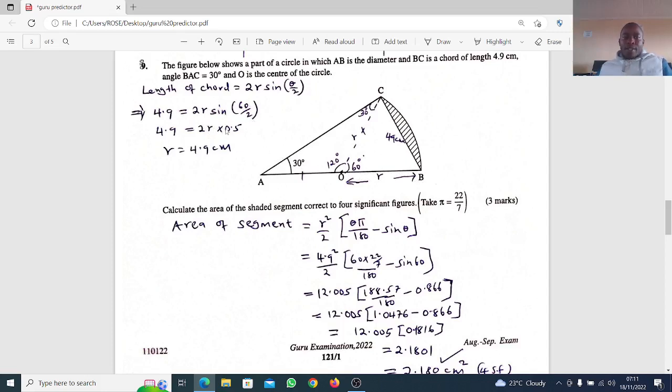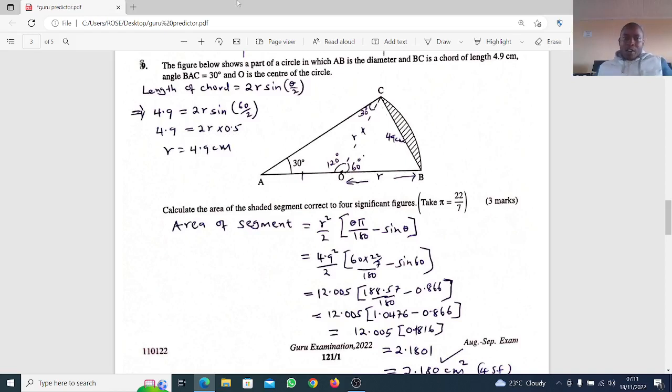That is 2r sine of 30, and sine of 30 is 0.5. 0.5 is the same as a half times 2r. 2 and 2 will cancel, so r equals 4.9 centimeters. So you realize that from here to here is 4.9. From here now you are done. You can now get the answer.